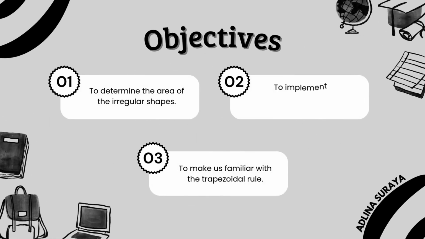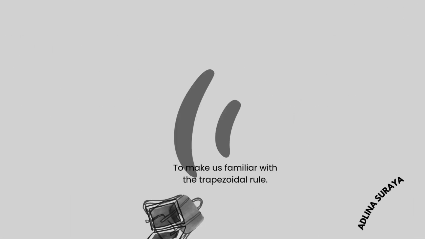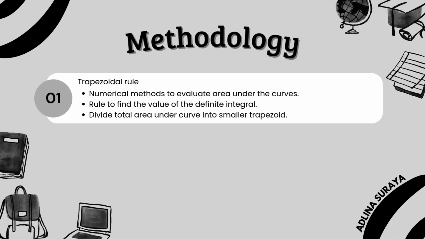Next, there are three objectives of this study. First, to determine the area of the irregular shape. Second, to implement the trapezoidal rule in finding the area under the curve. And lastly, to make us familiar with the trapezoidal rule. Now, let's move on to the methodology of the study.